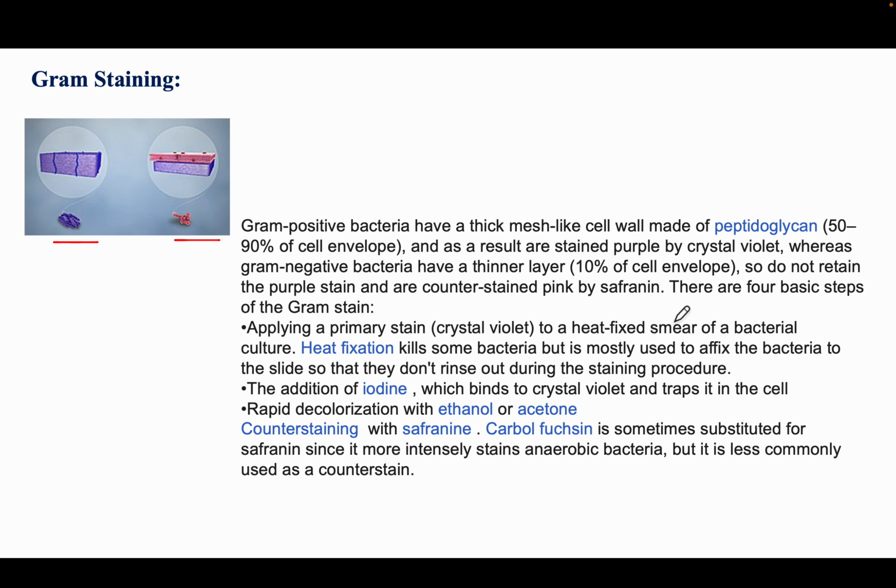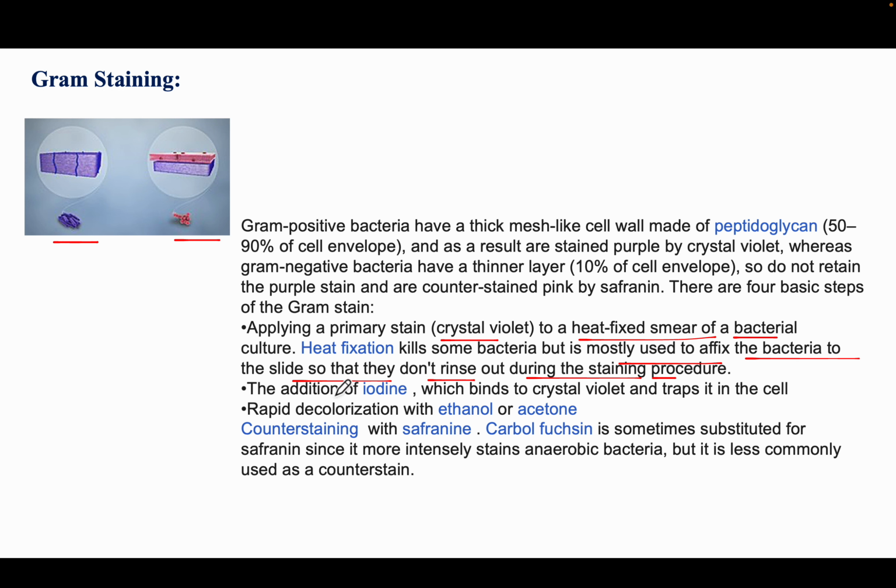So what are the steps of gram stain? At first, we apply a primary stain, crystal violet, to a heat-fixed smear of bacterial culture. Why is the bacterial culture heat fixed? So that the bacteria cannot move and we can stain and wash them. Heat fixation kills some bacteria, but it is mostly used to fix the bacteria to the slide so that they don't rinse out during the staining procedure.